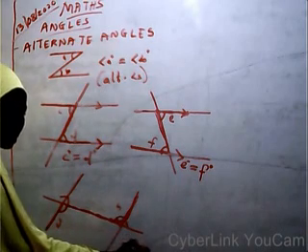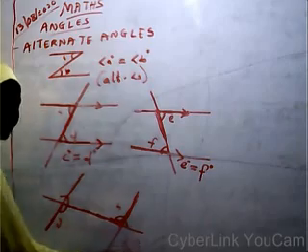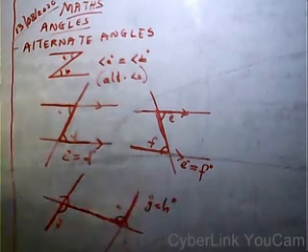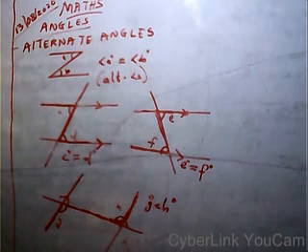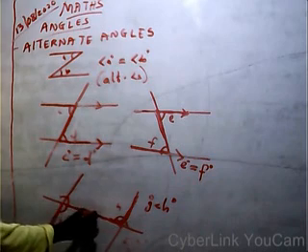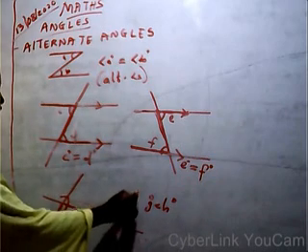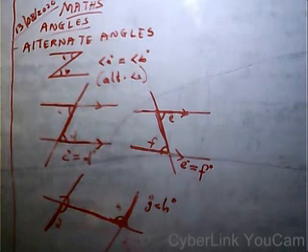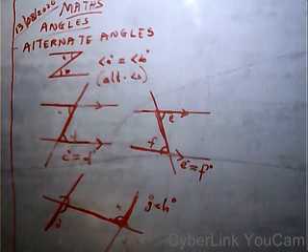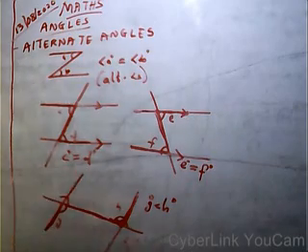Angle G is equal to angle H because they are alternate. Can you see that the Z form in this diagram is quite different from the one we drew? It's quite different from the ones I drew. So that is for alternate angle.